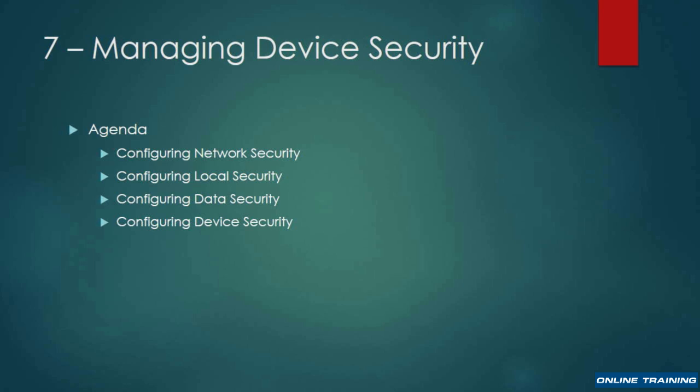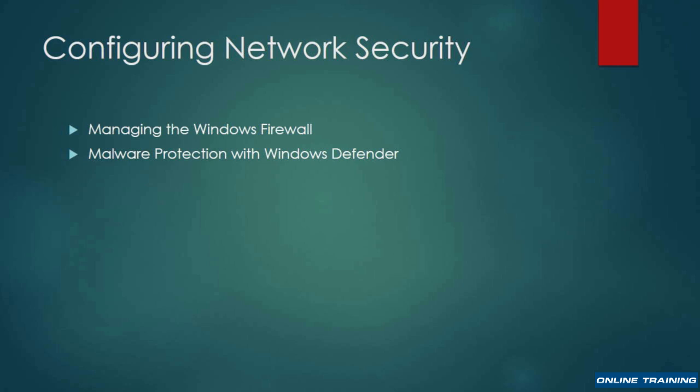And then we'll go configuring device security. We're going to be looking at user account control in that section and how it is used to protect the system from unwanted executable code. But we're going to start in this first section about configuring network security. And we'll deal with two things specifically, the firewall and Windows Defender.